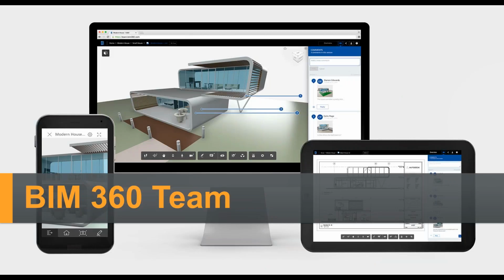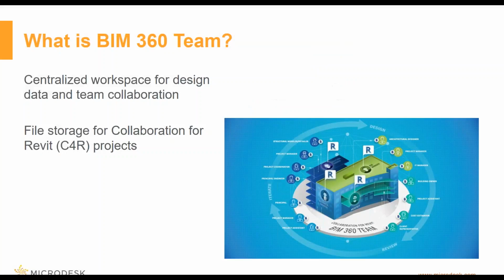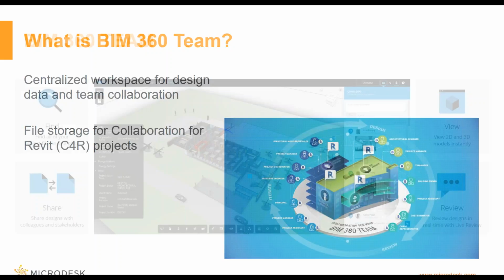Alrighty, so for BIM 360 team, first question, what is BIM 360 team? So what it is basically is a centralized workspace that's going to be focused more for our design teams. It's meant for collaboration, it's meant for sharing of information and working together. Also, for those who are actually working on a project that is taking advantage of collaboration for Revit, you will have access to team and you will be using team. Because whenever you save or synchronize your Revit model, it's saving it to BIM 360 team. That's where your central files are.